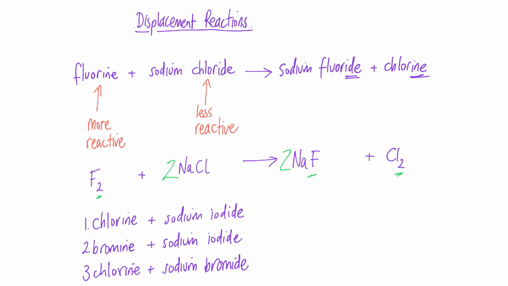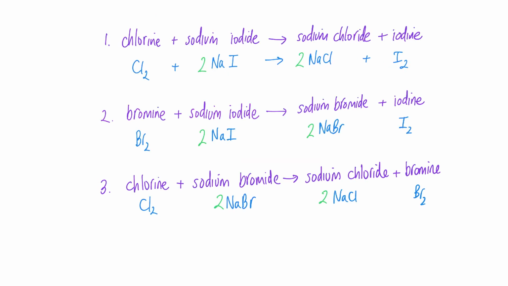So pause the video now and have a go. And here's what your answers should look like. So we have our chlorine and sodium iodide. Looking at this very carefully, we've then got sodium chloride and iodine. Balanced symbol equation: Cl2 plus 2 NaI gives 2 NaCl and I2.